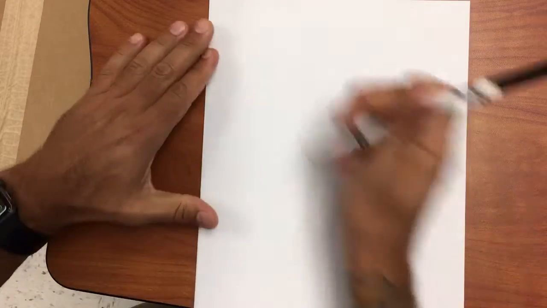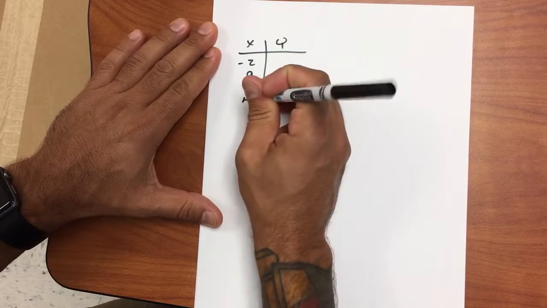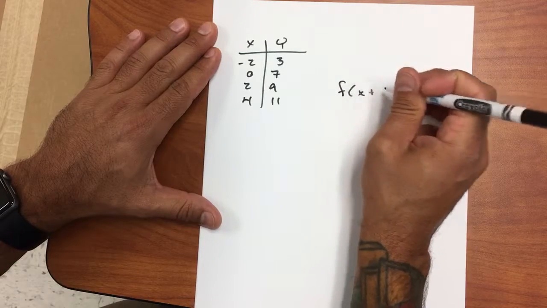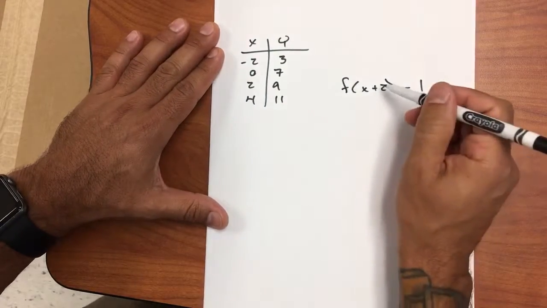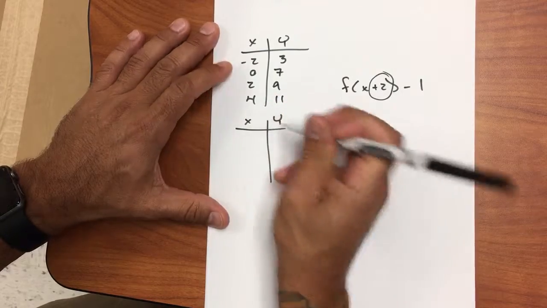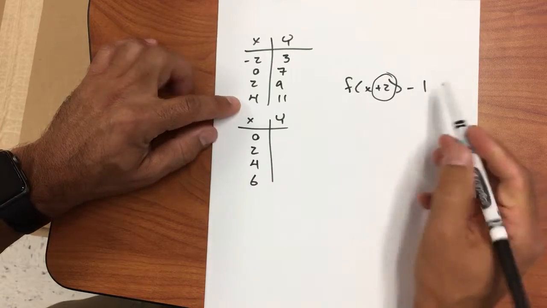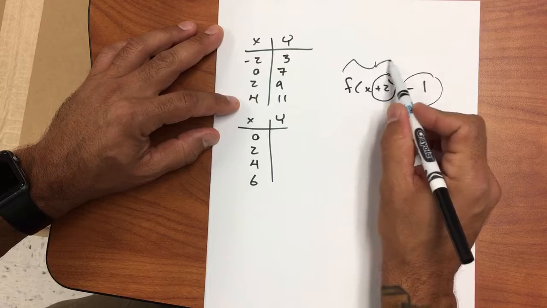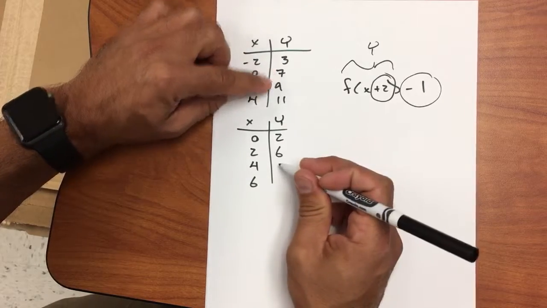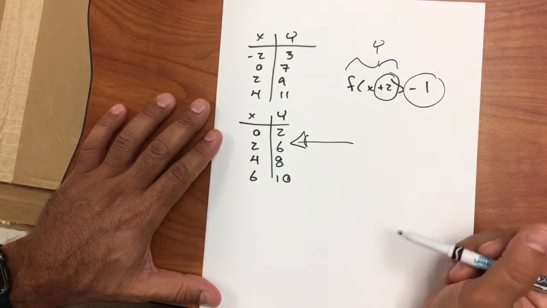So if we have a table of data with our x's and our y's, and then it tells me f of x plus 2 minus 1. So what this is doing is that all of my x's are getting 2 added to it. So I'm just going to add 2 to all of these guys. So negative 2 plus 2, 0 plus 2, 2 plus 2, and 4 plus 2. All of my y's, because the function really means y, all of my y's I'm subtracting 1 from them. So 3 minus 1, 7 minus 1, 9 minus 1, 11 minus 1. So this is the solution to that guy right there.